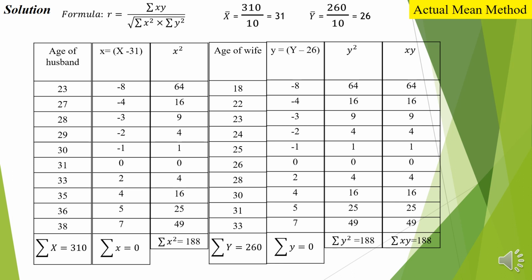Now we can substitute the values into the formula. r is equal to summation xy divided by root of summation x square into summation y square. Summation xy is equal to 188, divided by square root of summation x square, also 188, and summation y square, also 188. Therefore r is equal to 188 divided by 188, which is r equal to 1. This is the solution for the first problem, where r is equal to 1, a perfectly positive correlation.